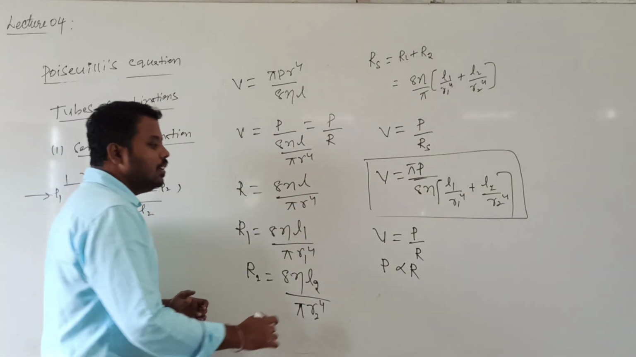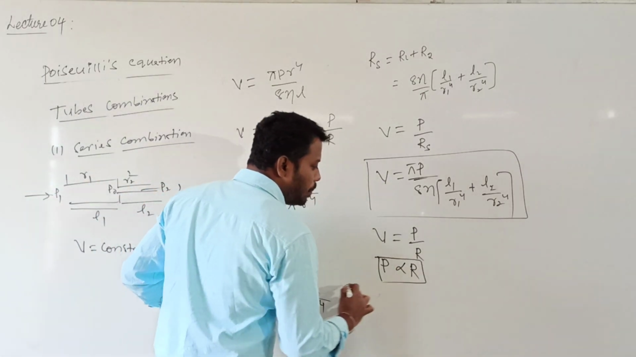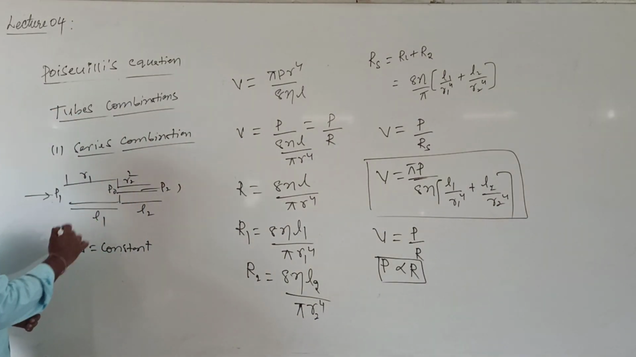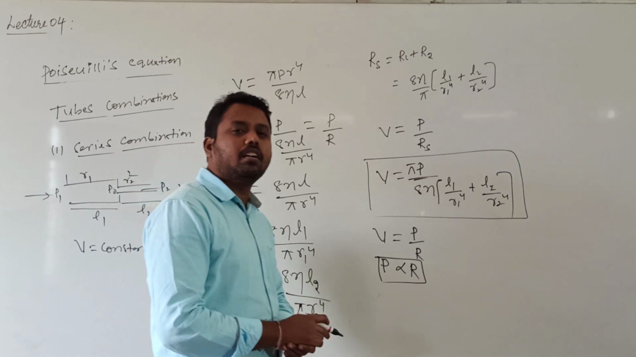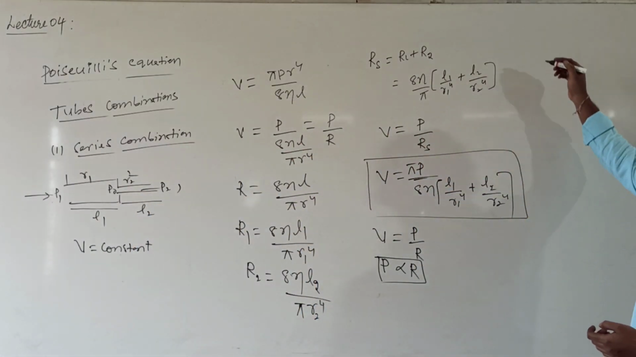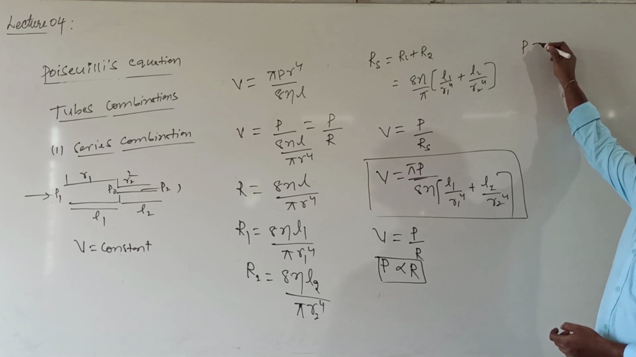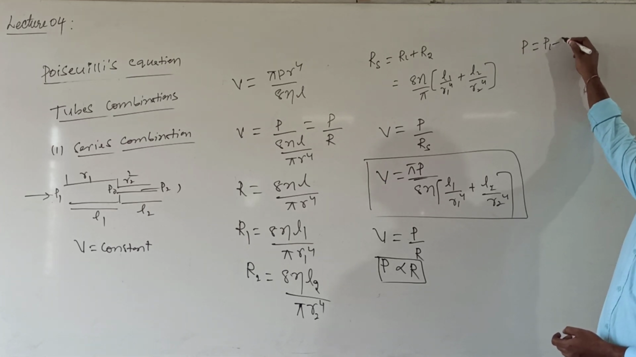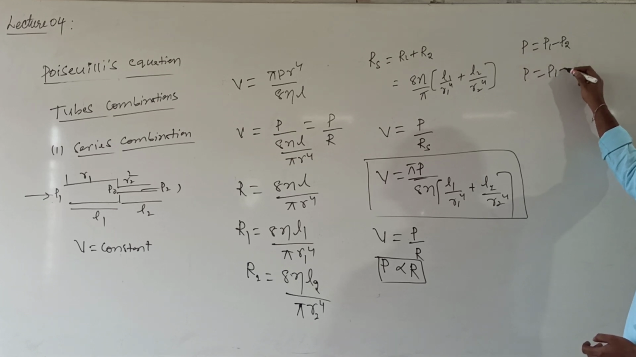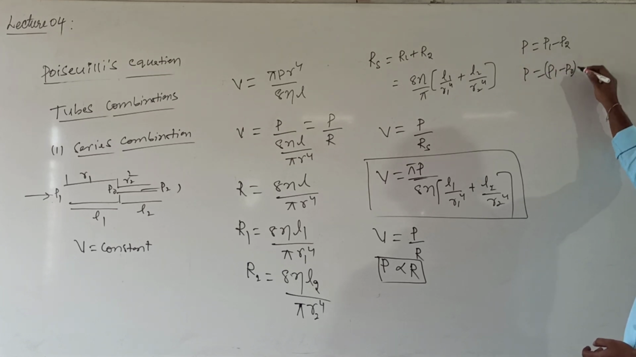Then what happens? Resistance is directly proportional to the pressure difference. What is the pressure difference across the first tube? P1 minus P0. For the second tube, P0 minus P2. How can I write the total pressure? The total pressure is P1 minus P2. P1 minus P2 can also be written as P1 minus P0 plus P0 minus P2.